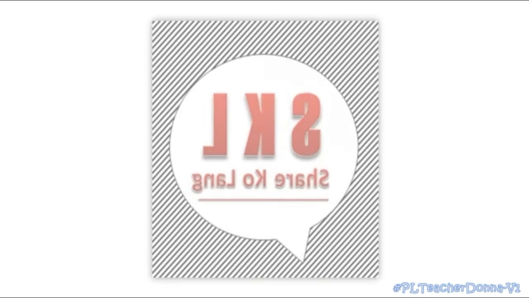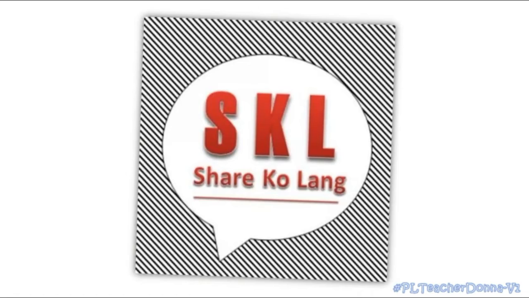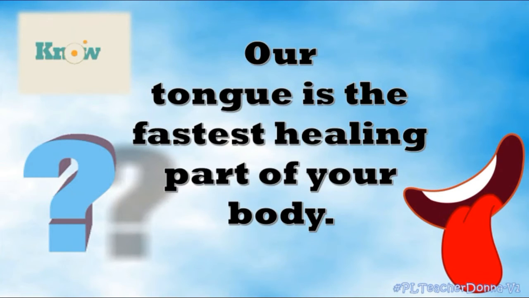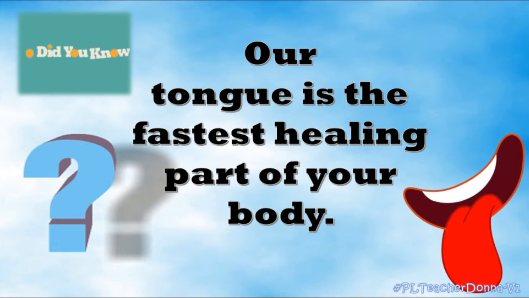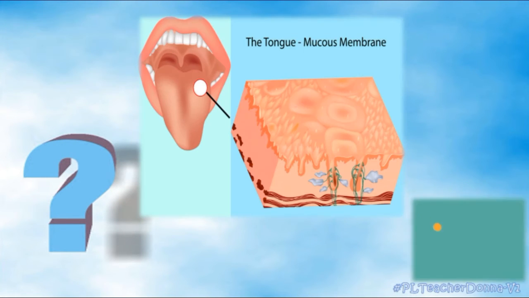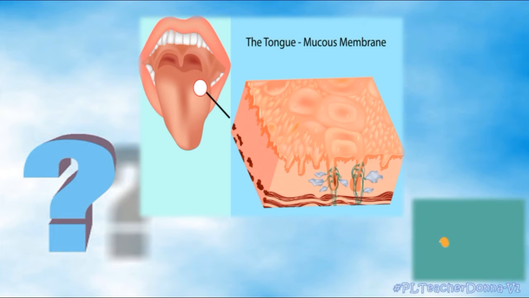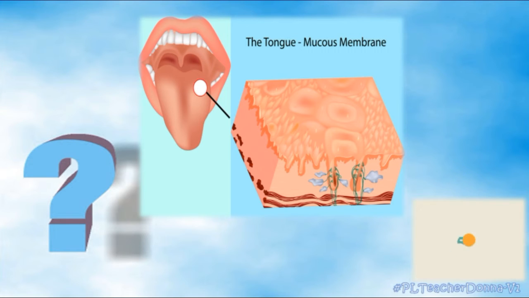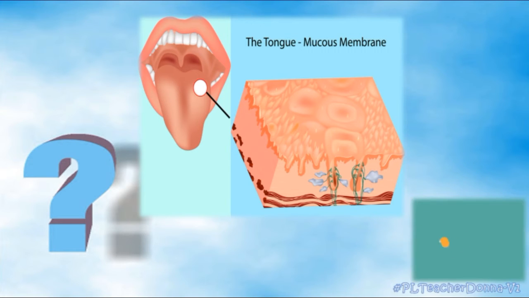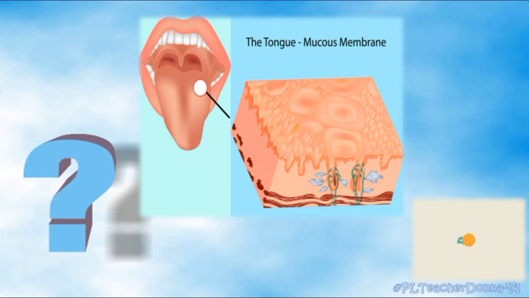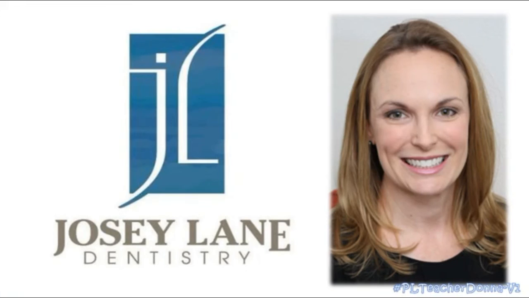Share ko lang. Our tongue is the fastest healing part of our body. It is because our skin tissue has several layers of ectodermal tissue to reconstruct when it is wounded. Since mucous tissue has a much simpler composition, it has a faster, more straightforward regeneration process and shorter time period. That is according to Josie Lane Dentistry.